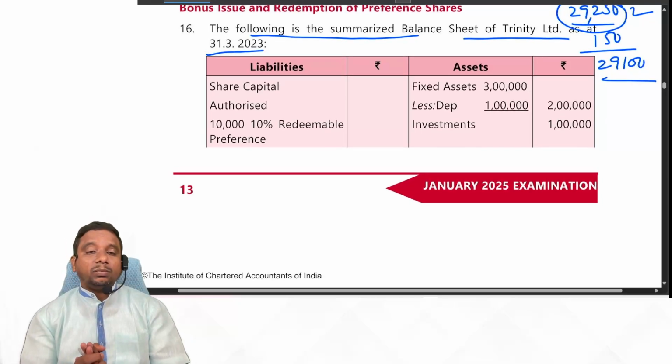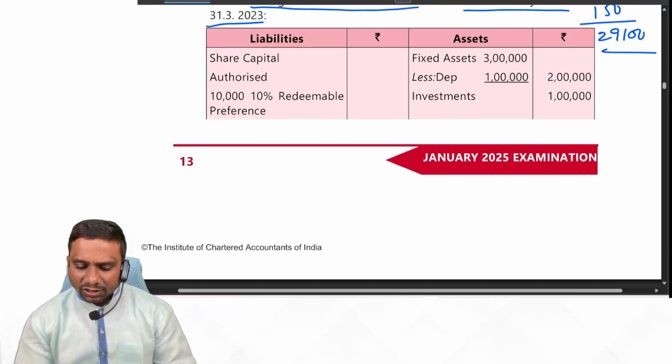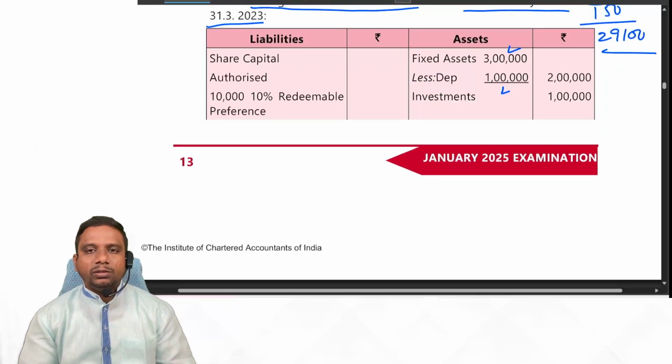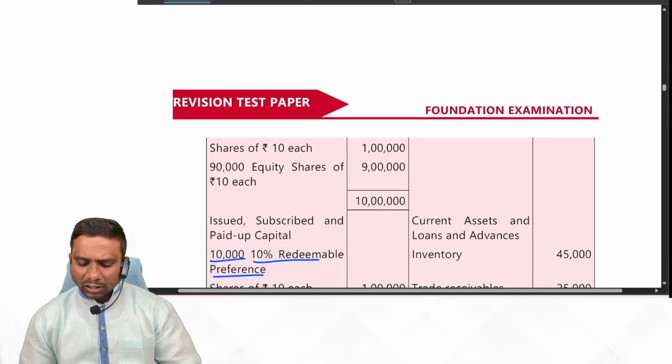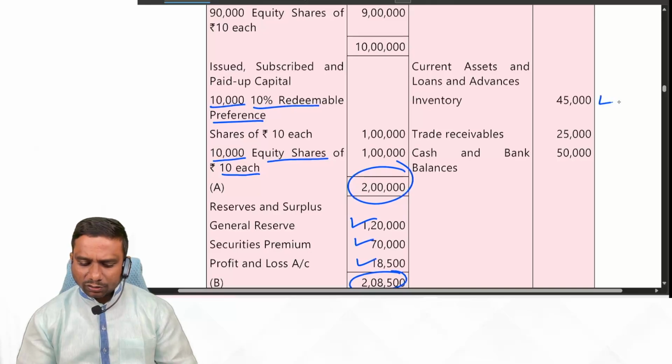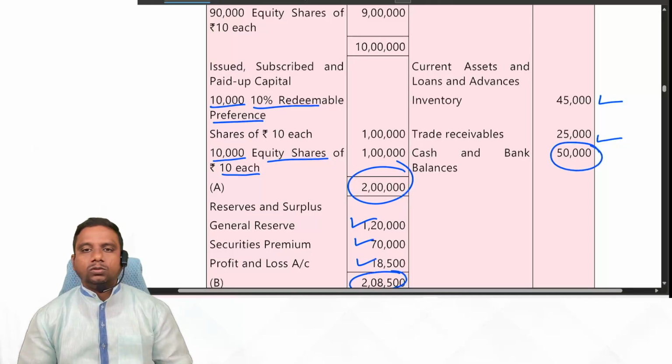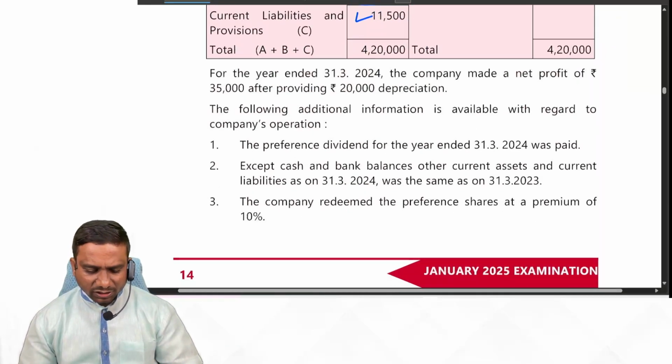Here they have given the balance sheet differently, students. Fixed assets 3 lakhs, accumulated depreciation 1 lakh, total 2 lakhs. Investments 1 lakh, fine. Current assets and loans and advances 45,000, trade receivable, okay. Cash balance we have. Fine. This is the balance sheet.